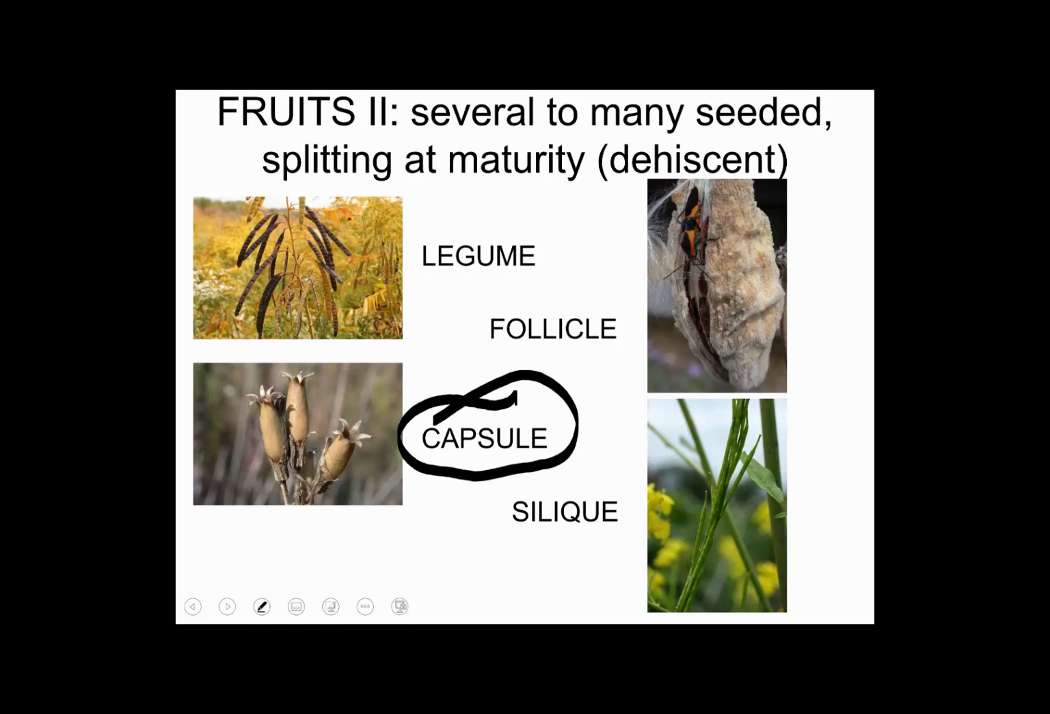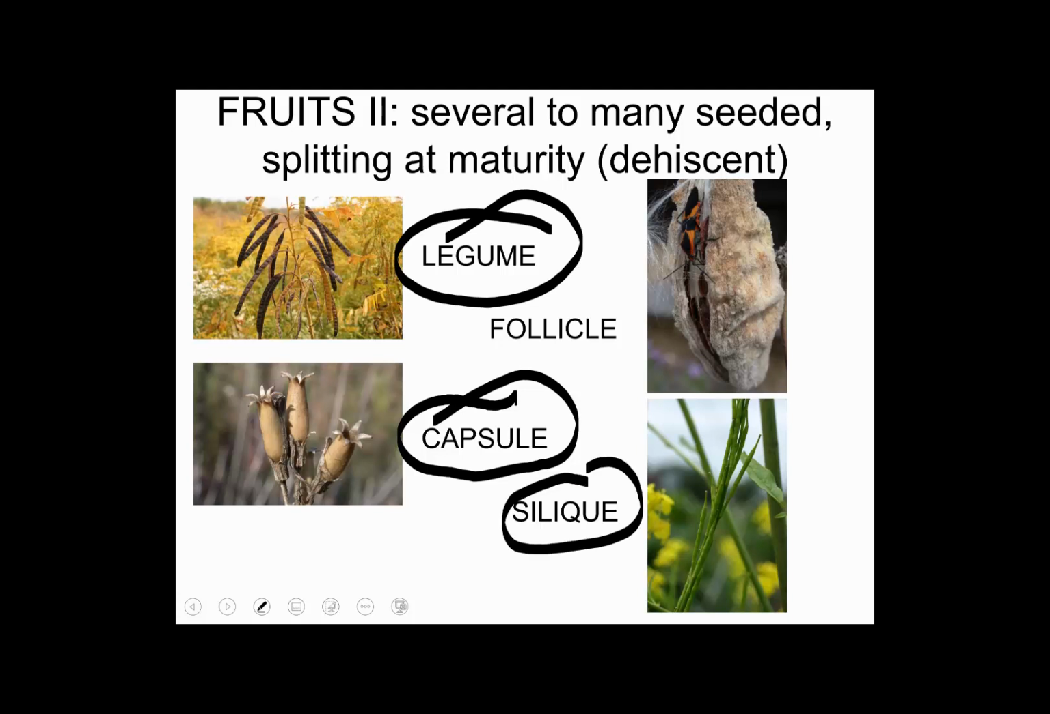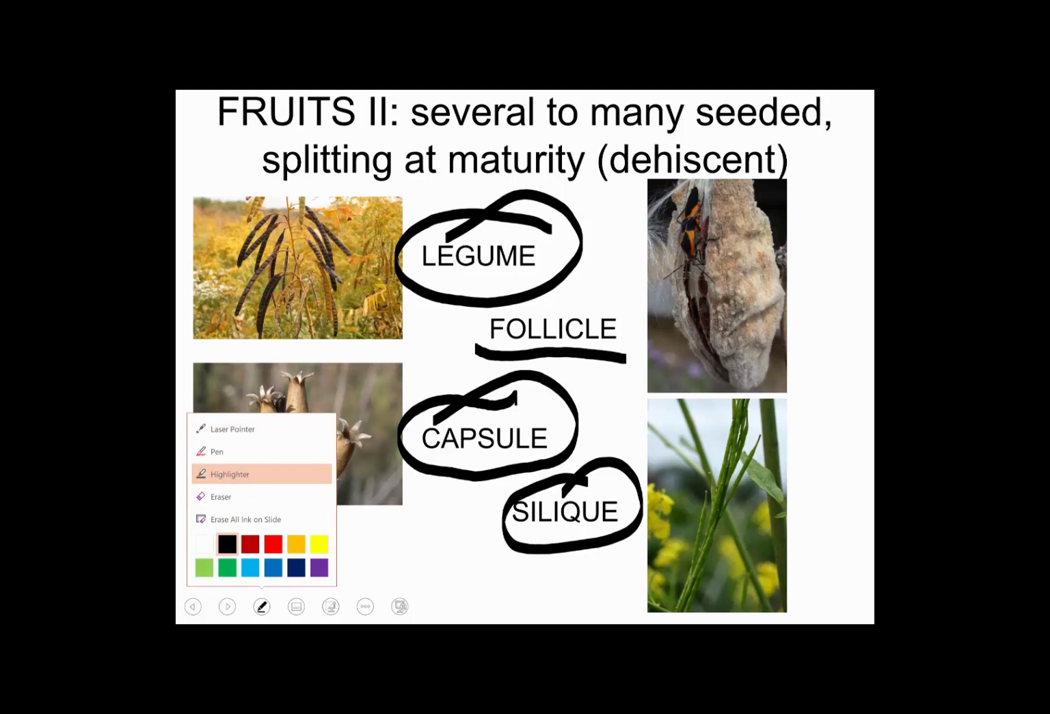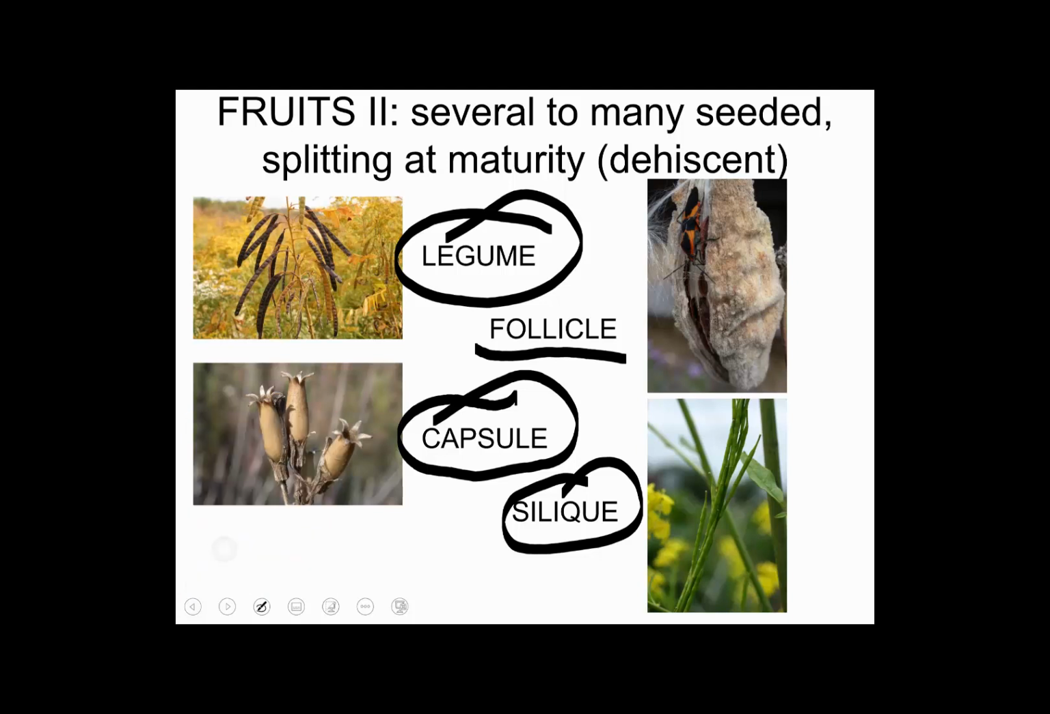And then there's a few highly modified ones, or somewhat different ones, that are found in one or a few families, including a legume, which is found in the legume family, a silique, which is found in the mustard family, and a follicle, which is distributed in a few different families. So let's take a look at what the differences are between these different fruit types.